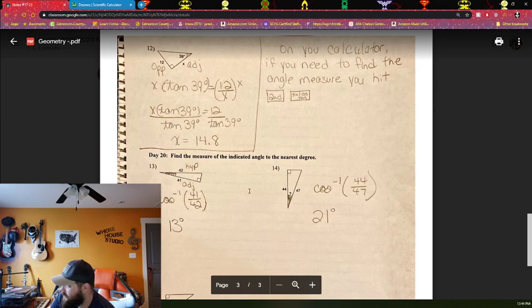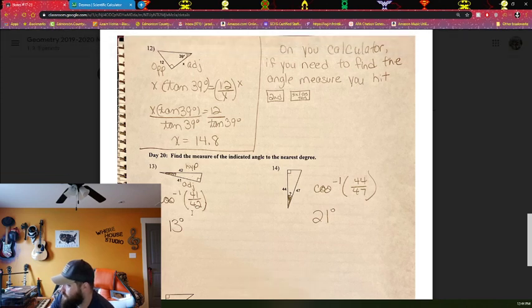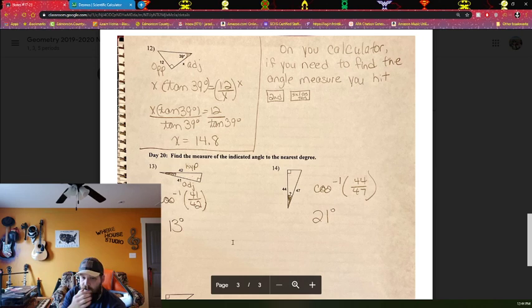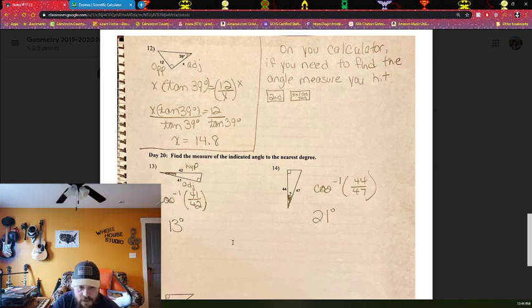And then we're just plugging in adjacent over hypotenuse. And that's what you type in your calculator. Second cosine 41/42. Hit enter. It'll give you 13 degrees. When you write your answers down, if you're doing this on paper, remember to write your degrees. If you're doing it online, it should be multiple choice.